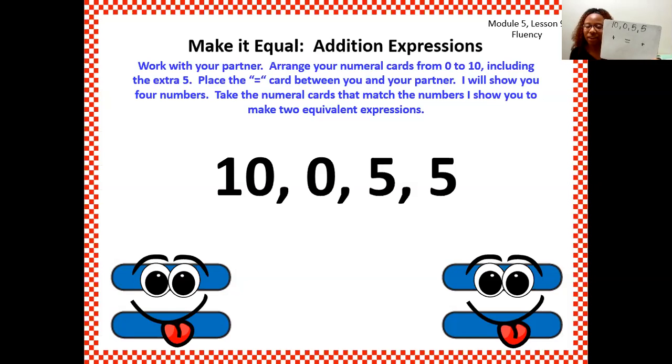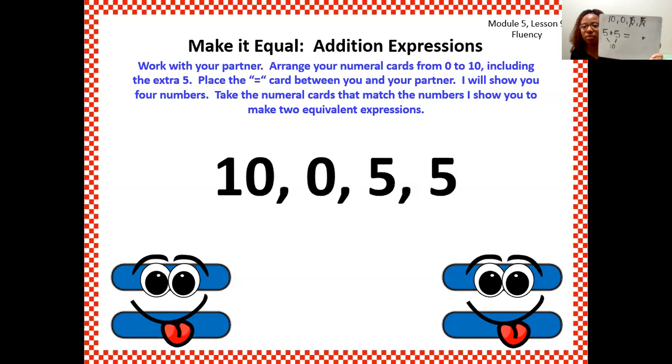Now that I have that set up, let's go ahead and look at our numbers. What expression can I write on this side of my equal sign? Well, I know my doubles facts. 5 plus 5 equals 10. I know that. So I'm going to go ahead and cross out 5 and 5 because I used those 2 numbers. I cannot use them again. So all I have is 10 and 0 left.